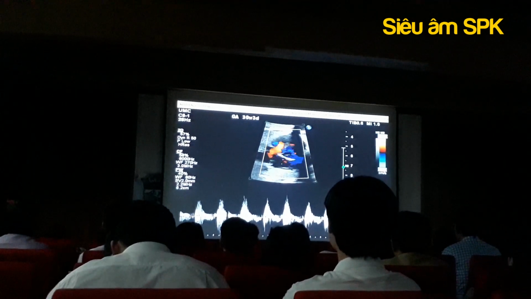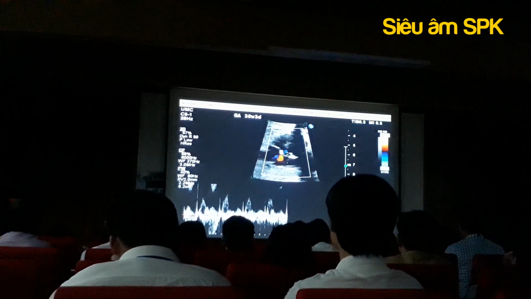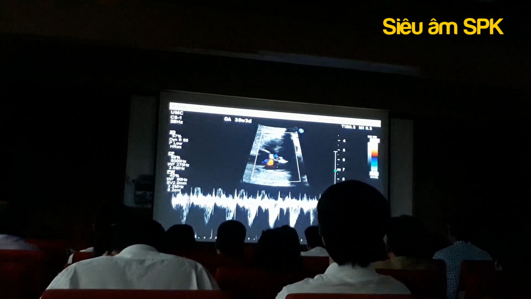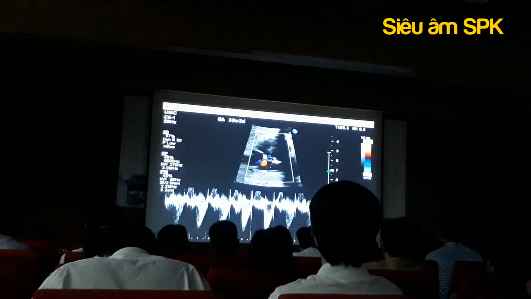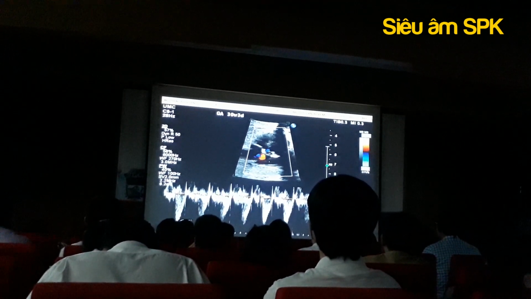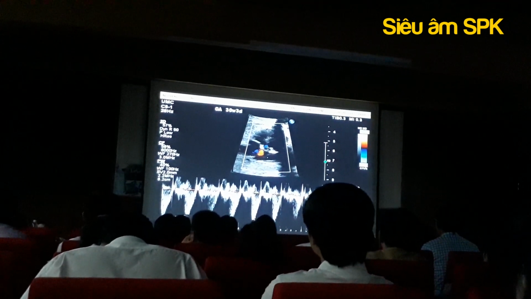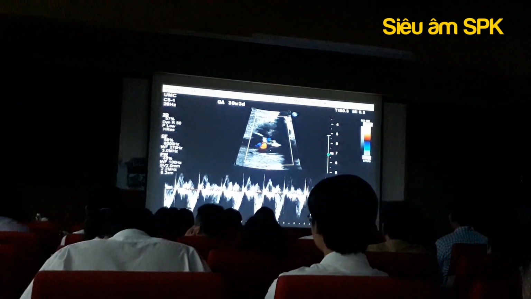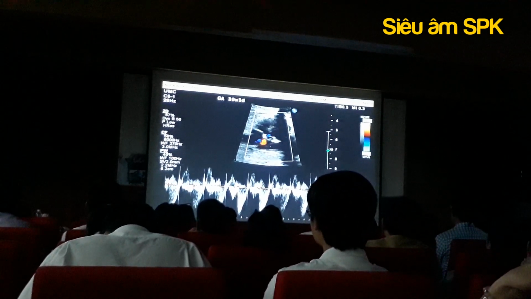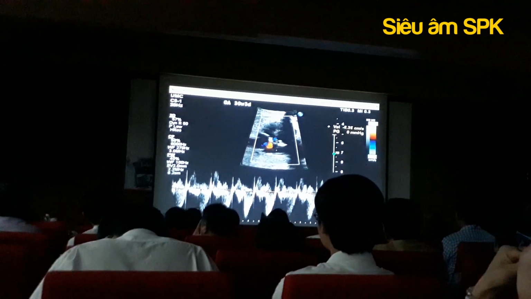Okay, and we want to look at outflow Doppler also. We'll go over this more tomorrow, but simultaneously sample the inflow and outflow and do our interval measurements, isovolumic relaxation time.